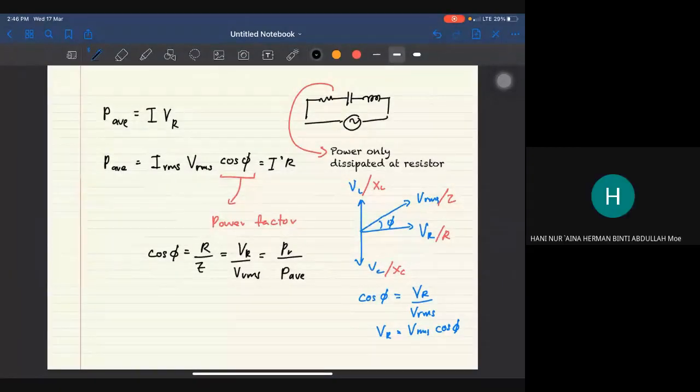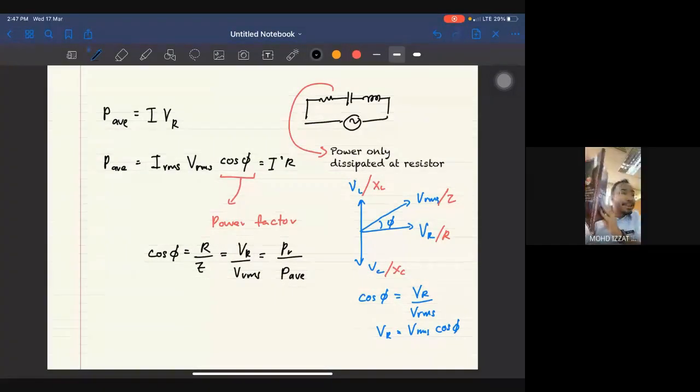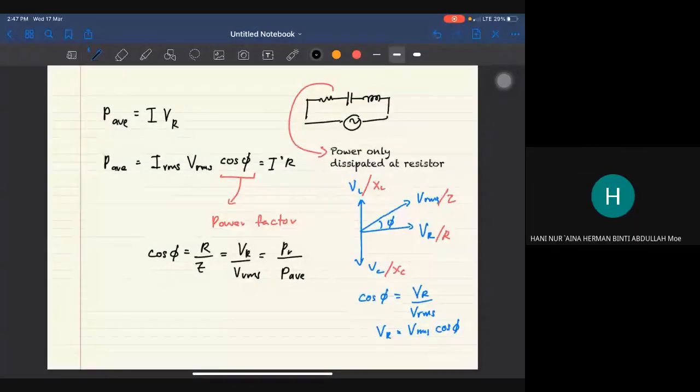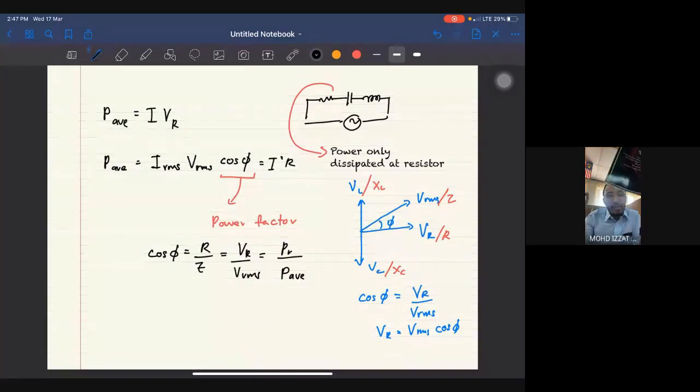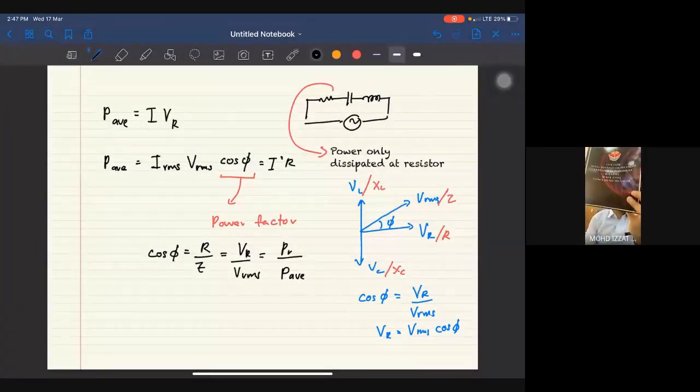Sir, formula yang PR over I square Z tu ke? PR over PA. Apa? Kamu cakap apa? Tak dengar. PR I square Z. I square Z. Okay, that one pun ada juga, I square Z. But if you use I square Z, kena letak cos phi juga. Jadi saya tak tekankan. Okay, itu formula tu betul juga tak masalah. Cuba kau tengok formula nombor 62 sampai 65.